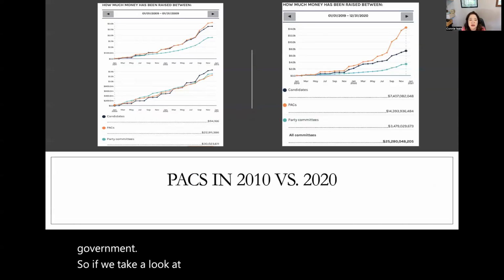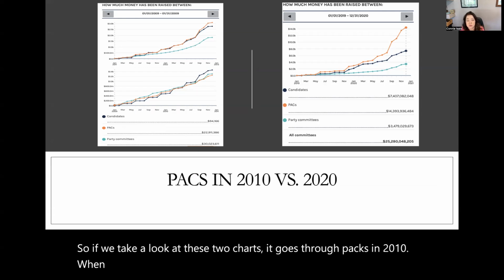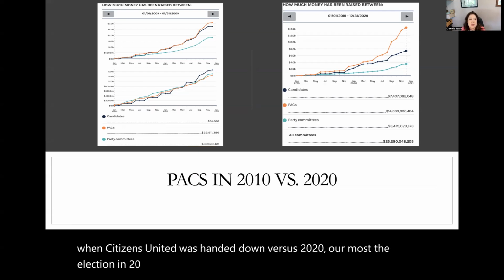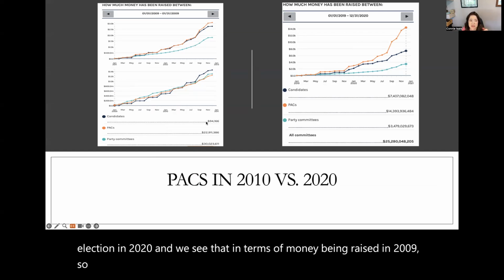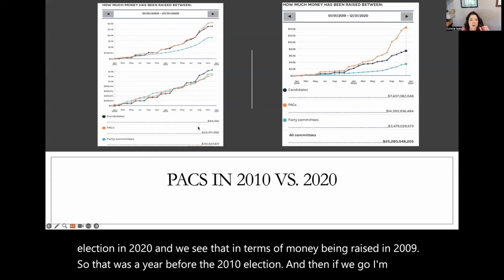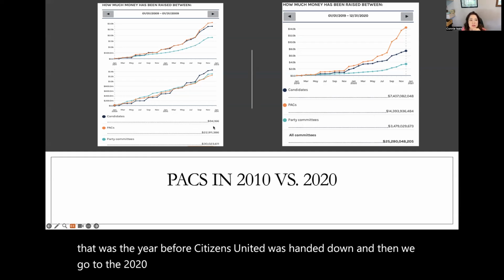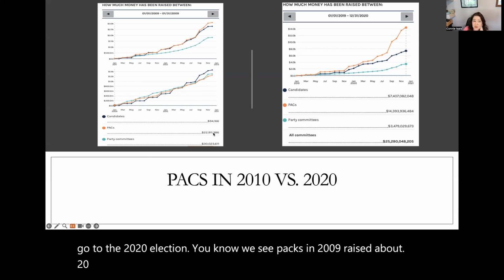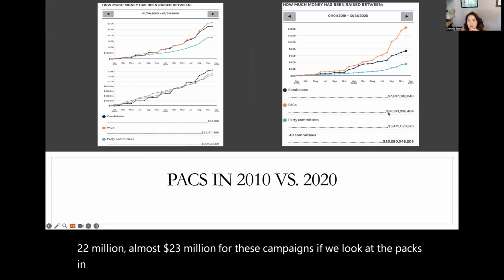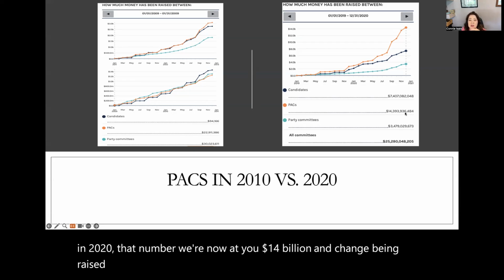So if we take a look at these two charts, it goes through PACs in 2010 when Citizens United was handed down versus 2020, the election in 2020. And we see that, in terms of money being raised in 2009, so that was a year before the 2010 election, the year before Citizens United was handed down, and then we go to the 2020 election. We see PACs in 2009 raised about 22 million, almost $23 million for these campaigns. If we look at the PACs in 2020, we're now at $14 billion in change being raised by PACs to support our candidates.